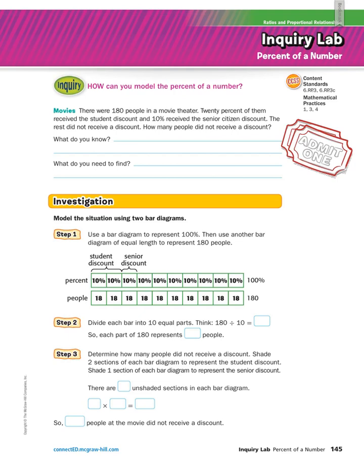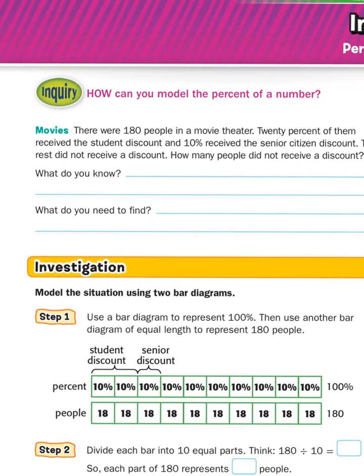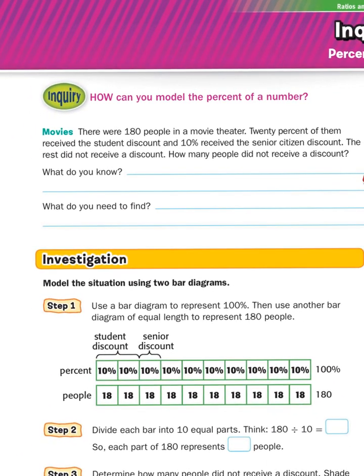Hey guys, this is an inquiry lab on percent of a number. As I go through this, I want you to follow along and do what I ask you to do. So let's get started. First, the problem at the top. We're going to read it and circle some stuff. We're going to circle what we know and underline what we need to find out.